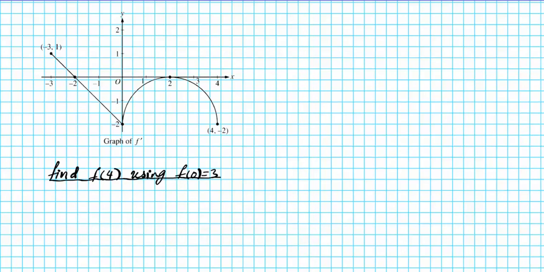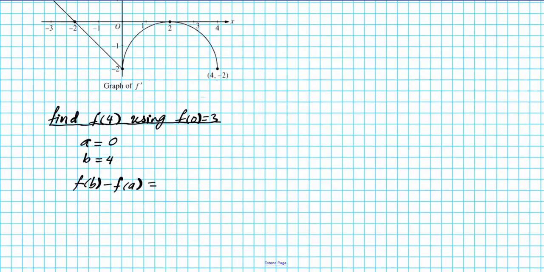All right? Okay, in this case, we need A and B. Let's call the smaller one A. So A is 0 and B is 4. We're looking at the arguments of our functions. Let's go ahead and write down FTC part 1. f of B minus f of A is equal to the integral from A to B of the derivative of f dx. Okay?